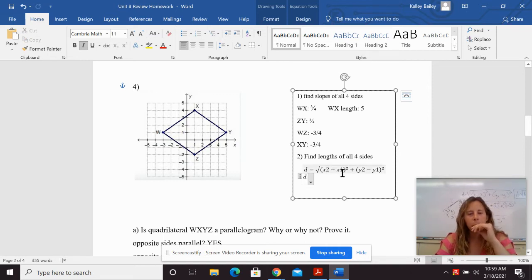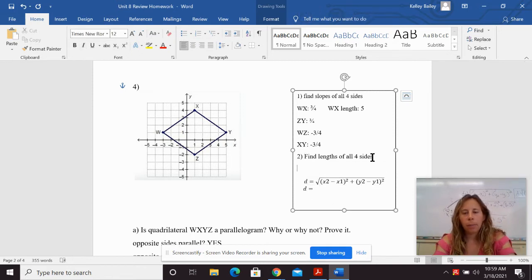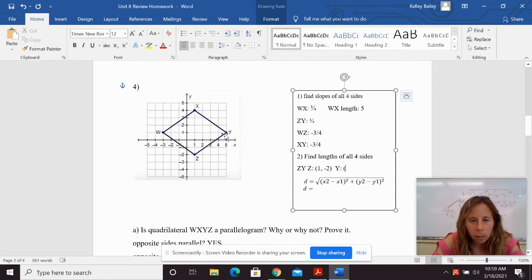If you want to do it substituting in the points, let me do it that way. We're going to find the length of zy. So if you want to do it with the points, let's pull out the points. So z is 1, -2. Y is at 5, 1. Okay, so we're trying to find the distance between these 2 points.